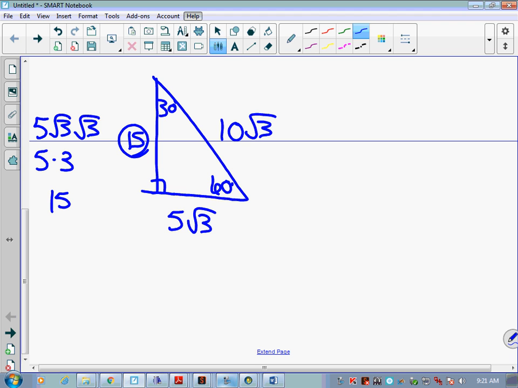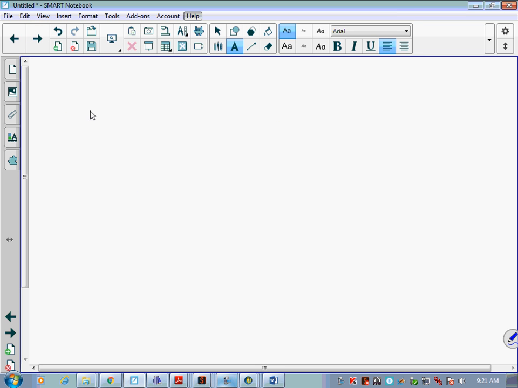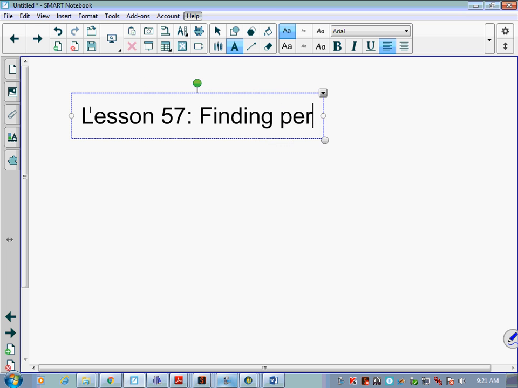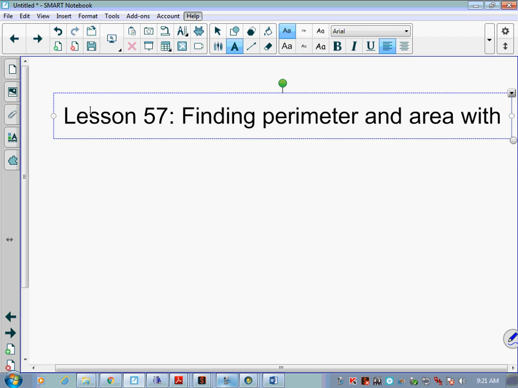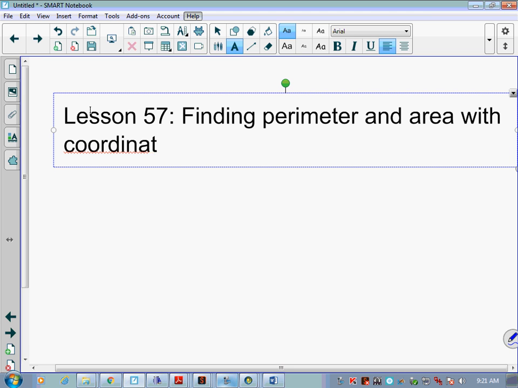Lesson 57 is finding perimeter and area with coordinates. So let's make a new page here. Lesson 57, finding perimeter and area with coordinates. And you'll notice in here that there really aren't any definitions, there's really no notes.